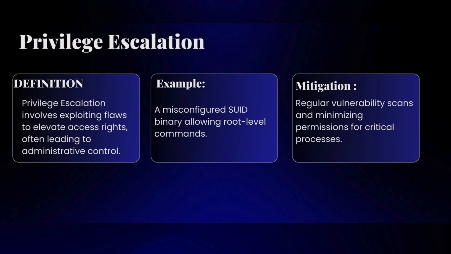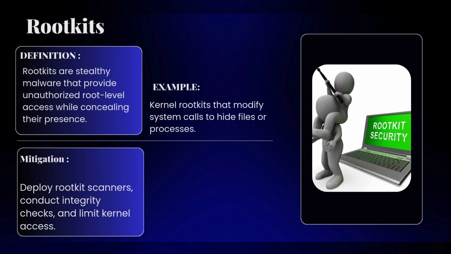detect memory anomalies. Privilege escalation involves exploiting flaws to elevate access rights, often leading to administrative control. For instance, a misconfigured SUID binary allowing root-level commands. Mitigation. Regular vulnerability scans and minimizing permissions for critical processes.